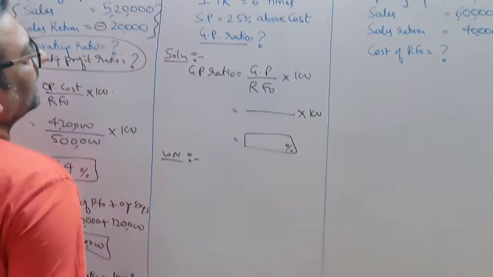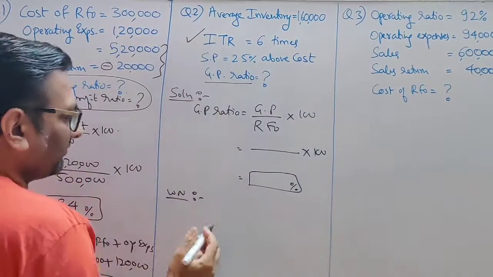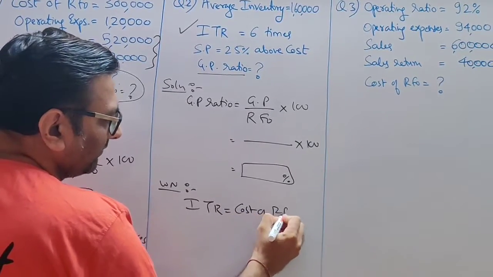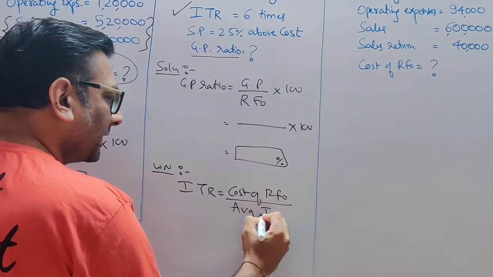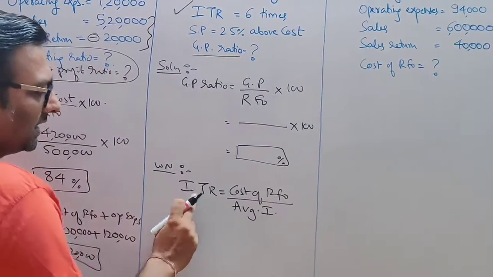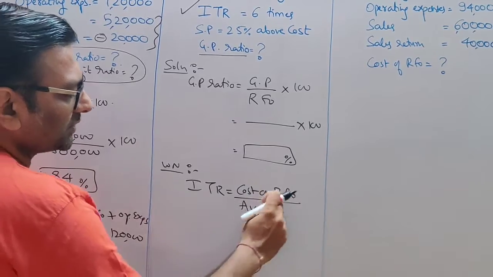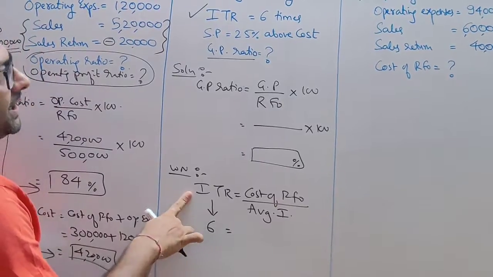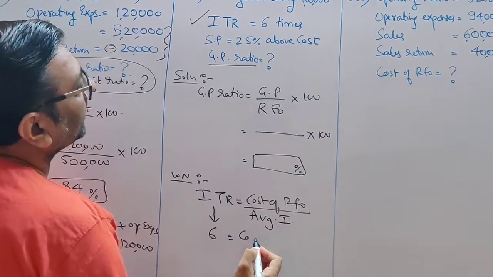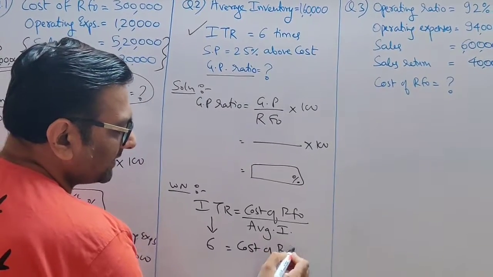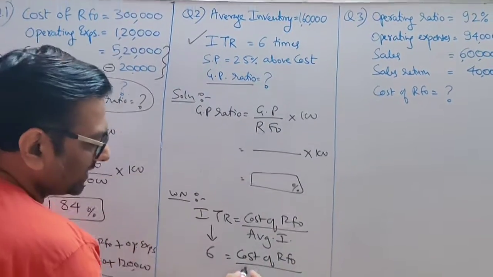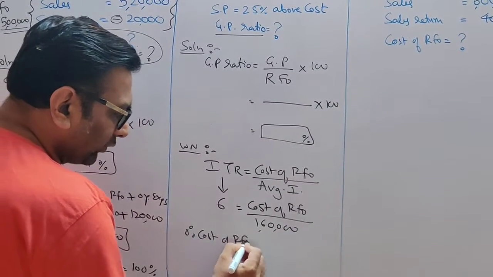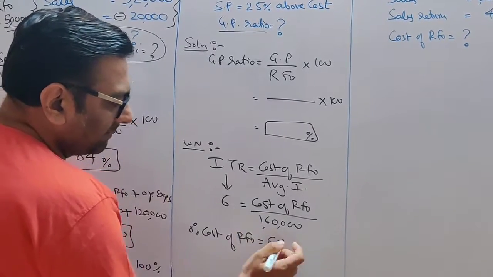Now, ITR. Let's use this formula first. What is the formula for inventory turnover ratio? Cost of RFO upon average inventory. Am I right, student? Inventory turnover ratio is equal to cost of RFO upon average inventory. This is given to you, 6 times. ITR is 6 times, it's given. Cost of RFO we don't know. We are finding this. Average inventory is given, students. It is 1,60,000. Therefore, cost of RFO is equal to 6 multiplied by 1,60,000, the divide becoming multiply on the other side.